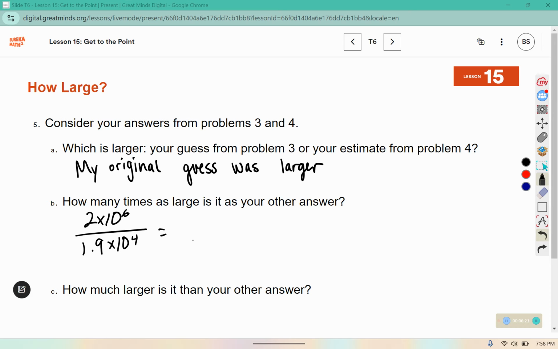Remember, with problems like these, we're going to divide those initial values. So 2 divided by 1.9 is about 1.05. And then we subtract those exponents. 6 minus 4 is 2. So approximately 105 times larger.